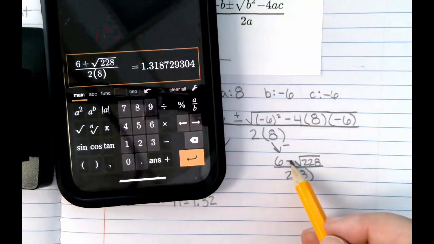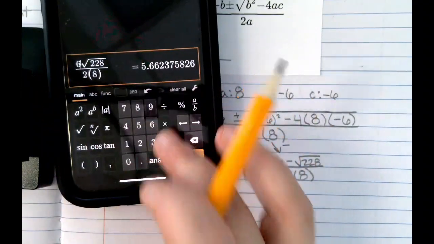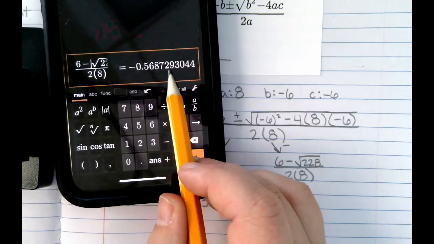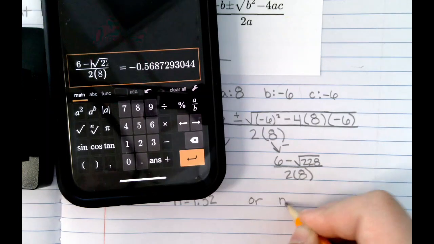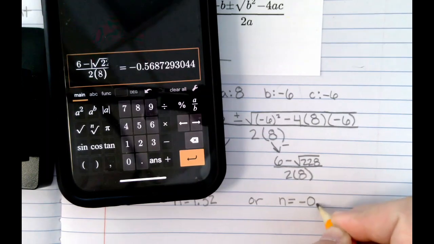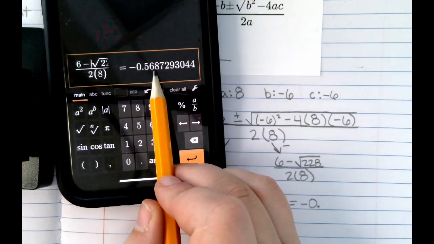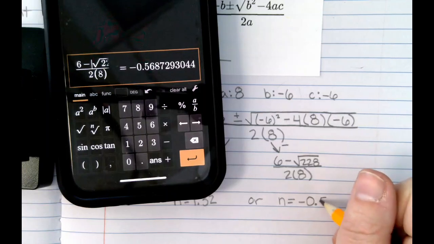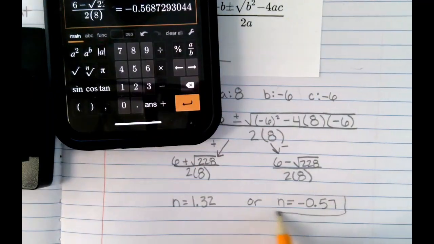Okay? Now the other thing I have to do is instead of a plus, all I need to do is change that plus here into a minus. We get negative 0.5687293044. So we're going to say n equals negative 0 point, and we're going to think, do I need to keep it a 56 or round up to a 57? And that 8 tells me I'm going to round up to a 57. And that's our answer.